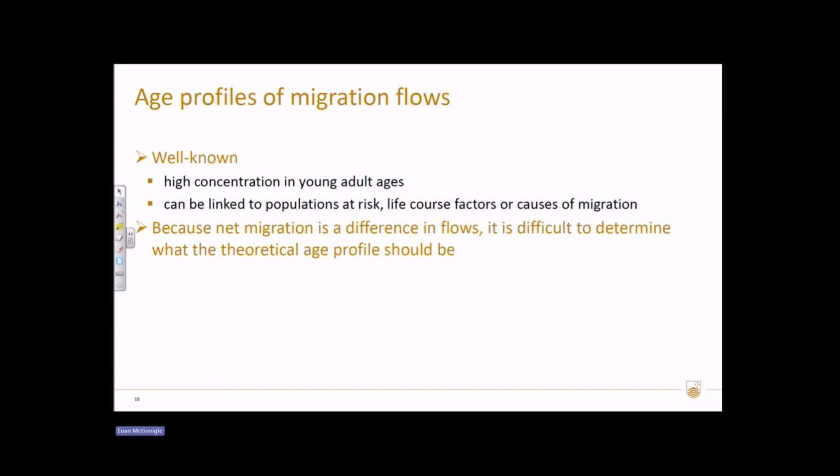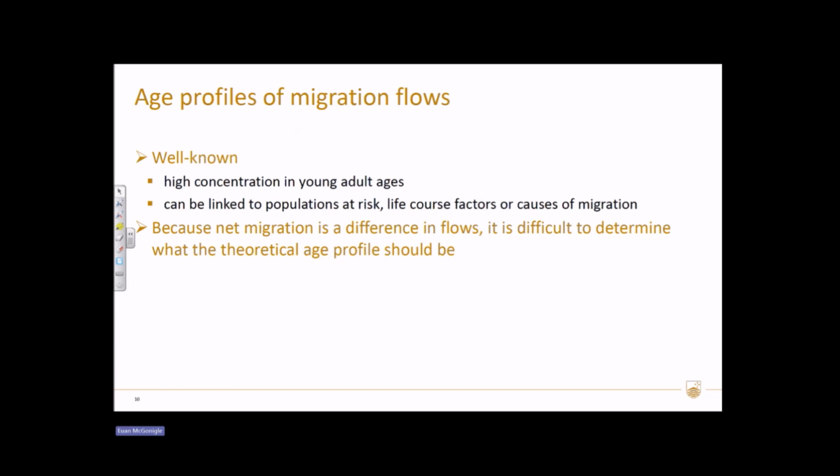And what I found in the literature is mostly concentrated on migration flows, not the net, like ins and outs. And there's lots of work done on this. If you look at people moving, not net differences, it's almost always a high concentration of young adults. The shapes of the age patterns and sex patterns can be linked to populations at risk, life course factors, or causes of migration.